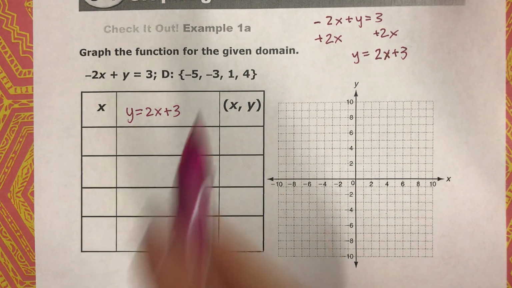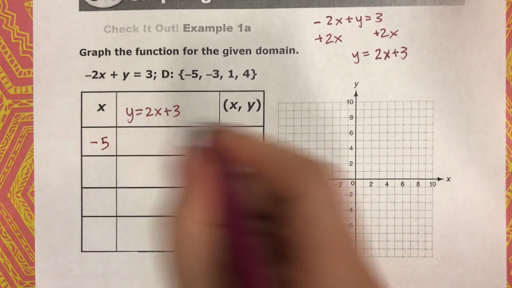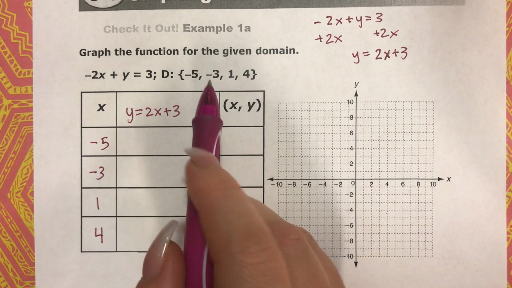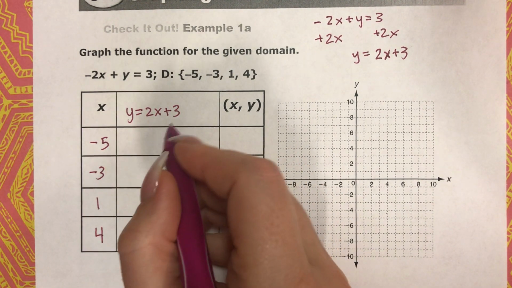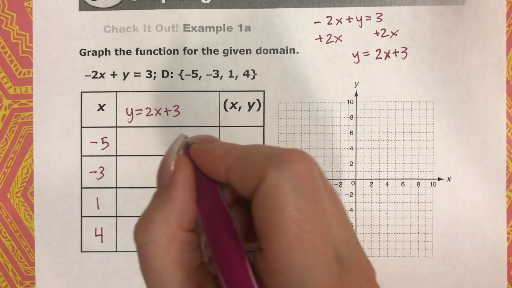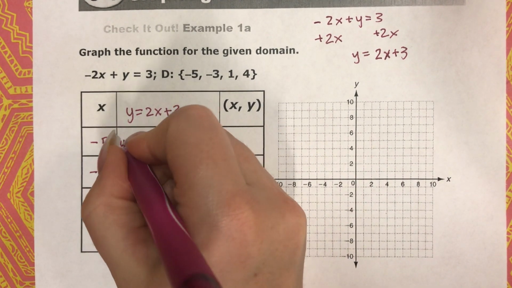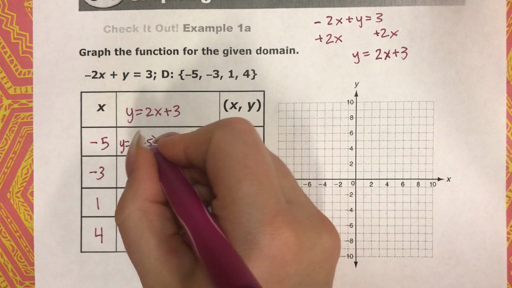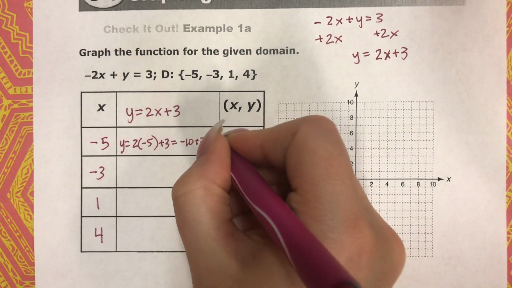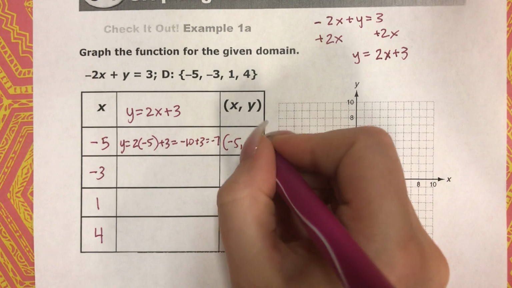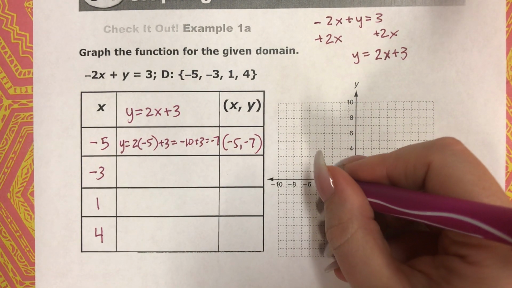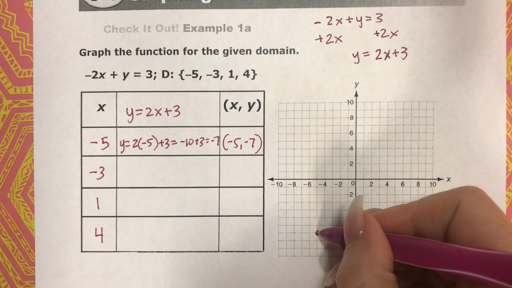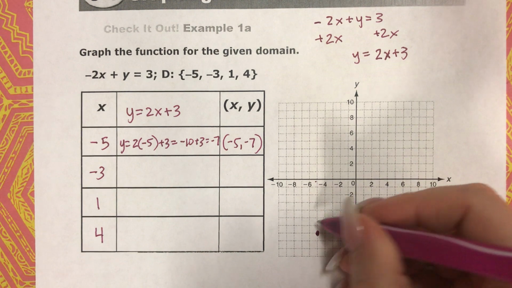All right, and then for these domain values, so negative 5, negative 3, 1, and 4, those specific. So I'm going to have ordered pairs, which is going to give me a discrete graph. And then I'm just going to go ahead and plug this in. So we have y equals 2 times negative 5 plus 3, which is equal to, 2 times negative 5 is negative 10, plus 3 equals negative 7. So we have the point negative 5, negative 7. Negative 5, negative 7 would be right here.